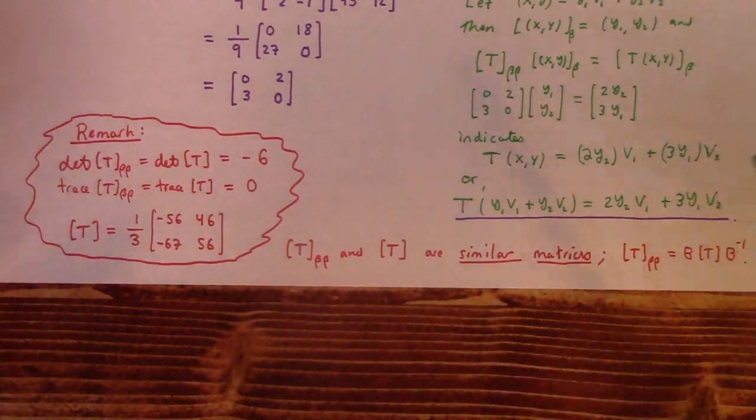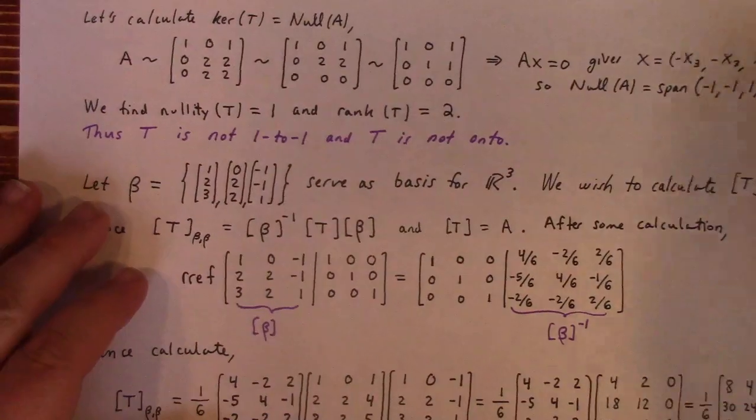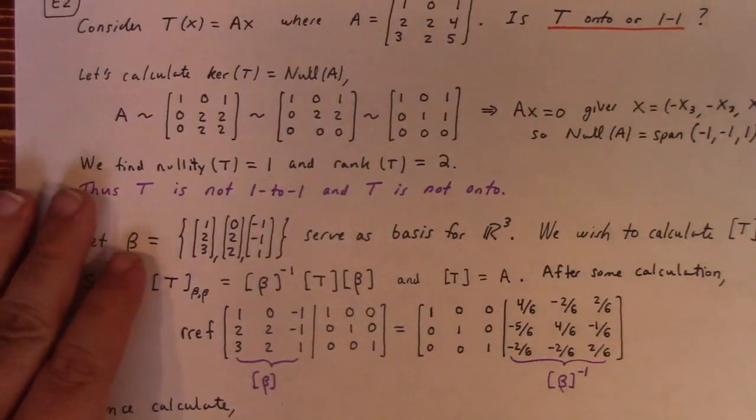So there you go. Trace is equal. Determinant equal. Example 2 might be helpful to you guys for your homework, a little bit more commentary here about the onto one-to-one issue.